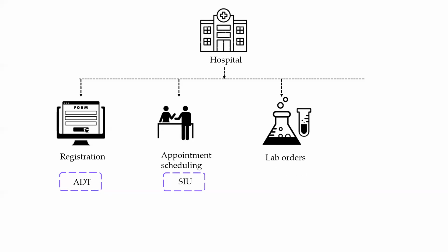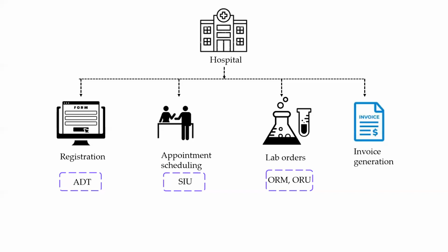Then you have labs, and these are called ORM and ORU. ORM stands for Observation Request Message. ORU stands for Observation Result Unsolicited. Okay, and then you have invoice, and these are called DFT, Detailed Financial Transaction. Okay, so HL7 is naming them and categorizing them this way, and these are called message codes.